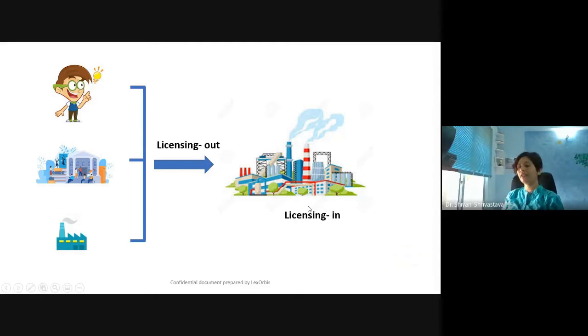So when we are talking about licensing, there are two kinds of terms. One is licensing in and one is licensing out. It's very simple. If you see the picture, you can understand this easily. Licensing out means I'm licensing out my technology to someone else.